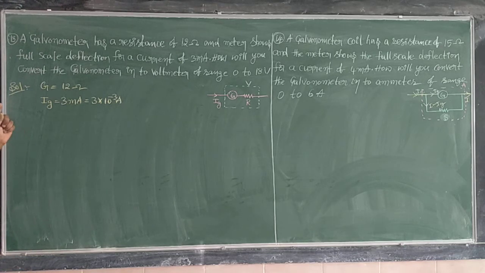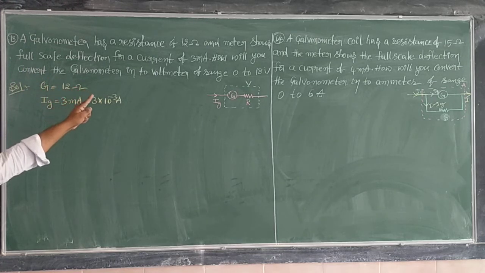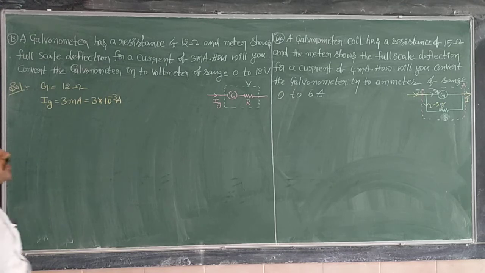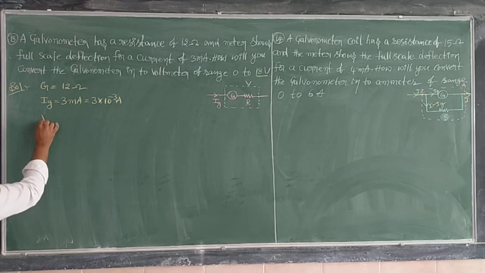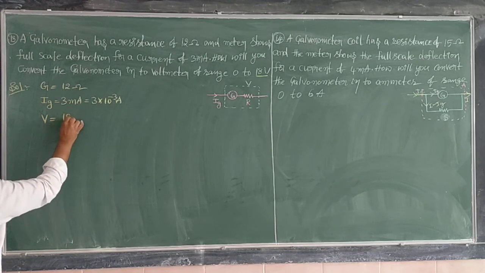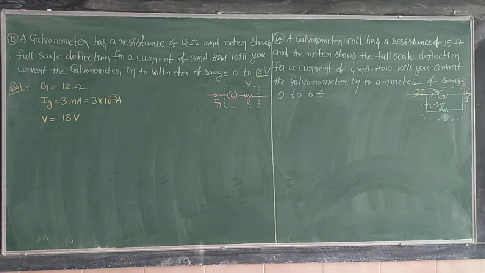Now, how will you convert the galvanometer into a voltmeter of a range of 0 to 18 volts? So to what voltage do we have to connect? That is nothing but 18 volts maximum, 0 to 18 volts. Right. Now how to convert the given galvanometer into a voltmeter?